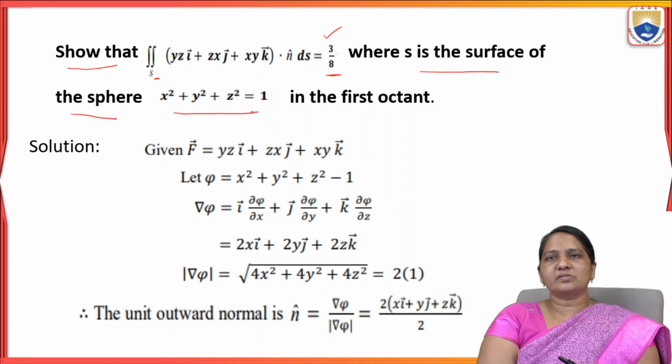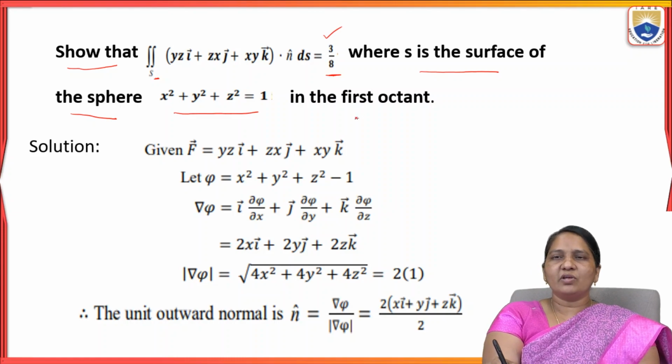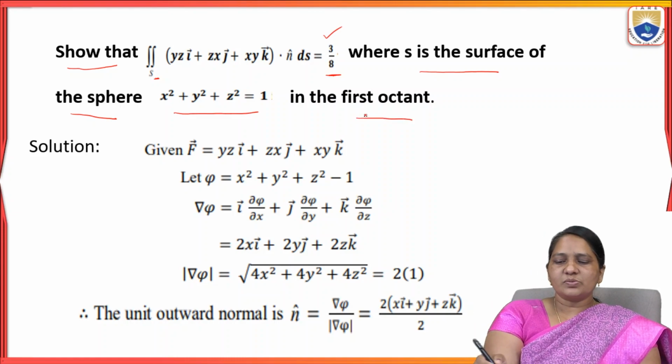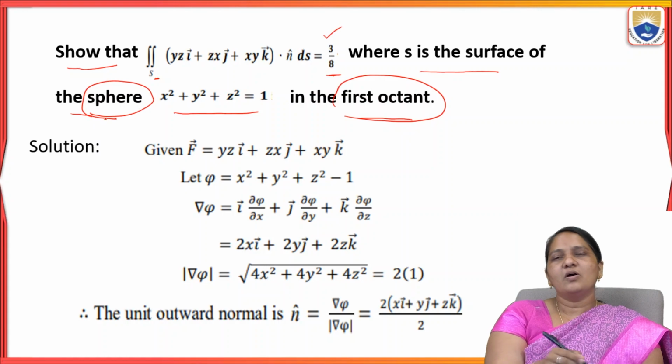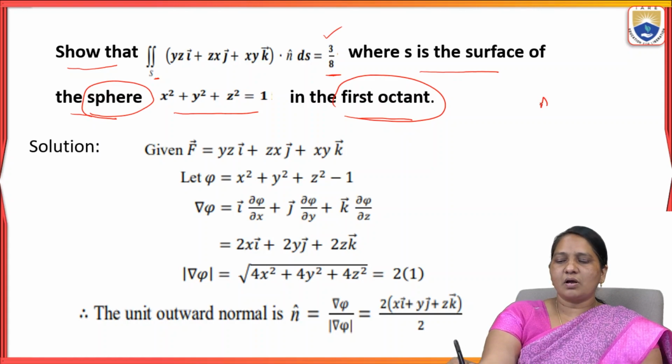x square plus y square plus z square equal to 1 in the first octant. As in the previous problem, the plane is in the first octant. So here this sphere is in the first octant. First octant means all values are positive. We have to remember this one.